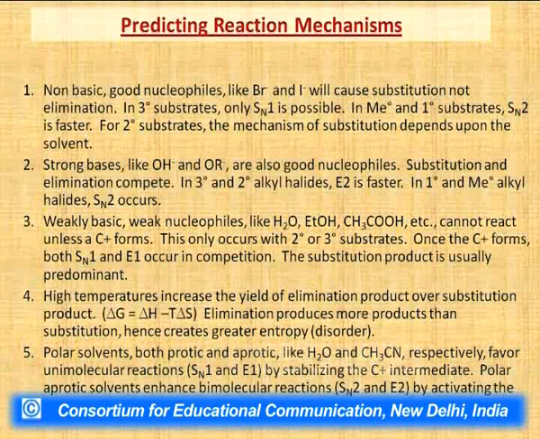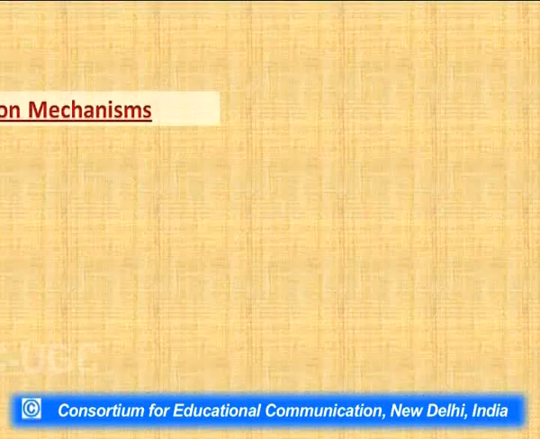Polar solvents, both protic and aprotic, like water and methyl cyanide respectively, favor the unimolecular reactions SN1 and E1 by stabilizing the carbocation intermediate. Polar aprotic solvents enhance bimolecular reactions, SN2 or E2, by activating the nucleophile.